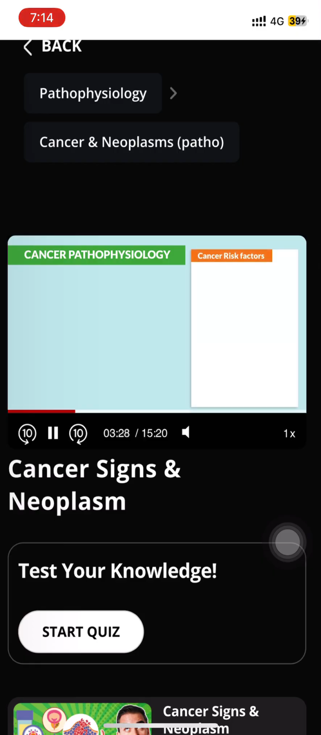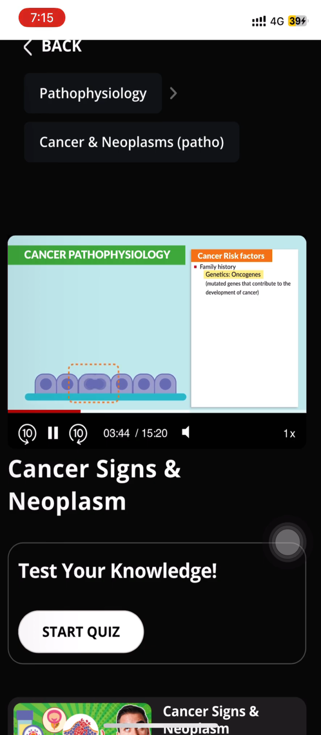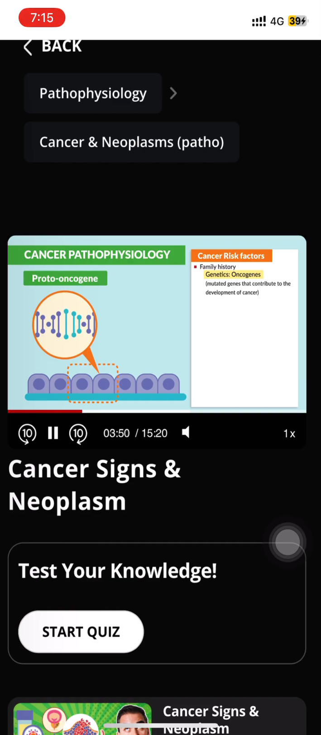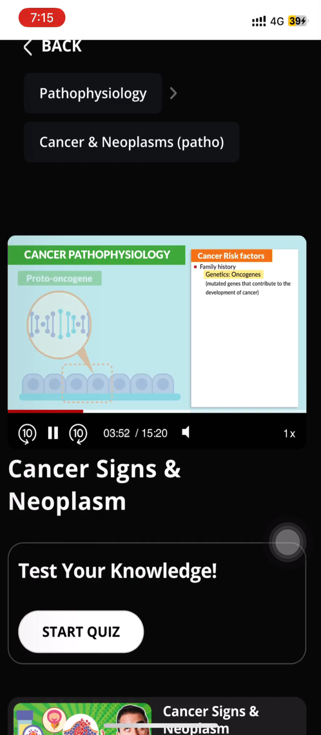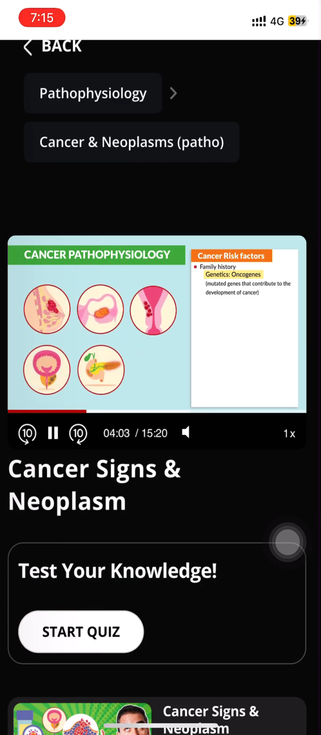Now, moving on to cancer risk factors, you should be sure to write this down. Number 1 is family history. This is known as genetics or oncogenes for oncology. So these are mutated genes that contribute to the development of cancer. In their normal unmutated state, oncogenes are called proto-oncogenes. They play key roles in the regulation of cell division. So this is very true for family history of breast cancer, ovarian cancer, endometrial cancer, along with prostate and even pancreatic cancer, as well as skin cancer too.